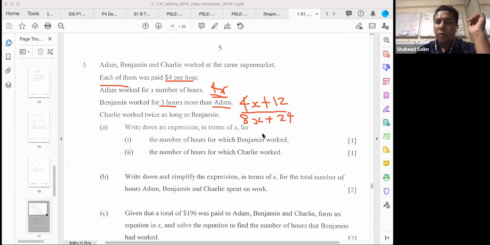So now, what is the number of hours Benjamin worked? Okay, hold on. We have worked out all this in money. We are checking the money here. So now they're asking for hours: the number of hours Benjamin worked.